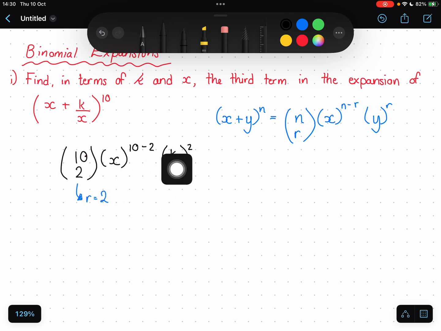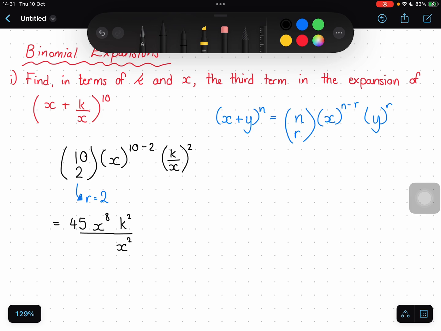Look, I'm going to simplify this now a little bit. 10 choose 2, I can type that into my calculator and get 45. Then I have x to the power of 10 minus 2, so to the power of 8. And then I have k over x squared. So that means it is k squared and it is over an x squared.